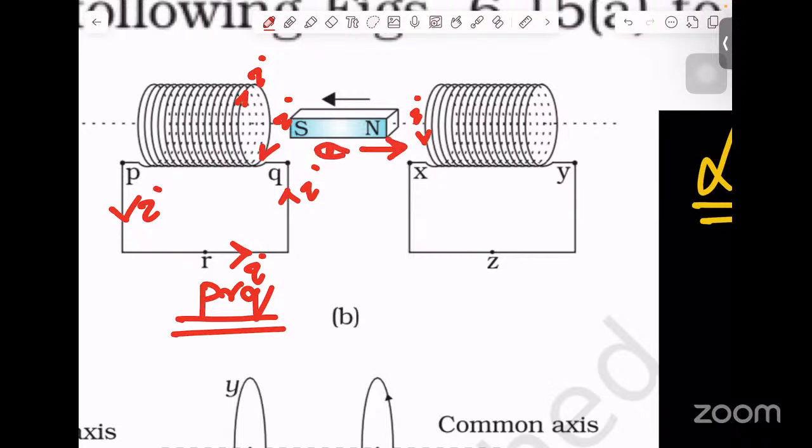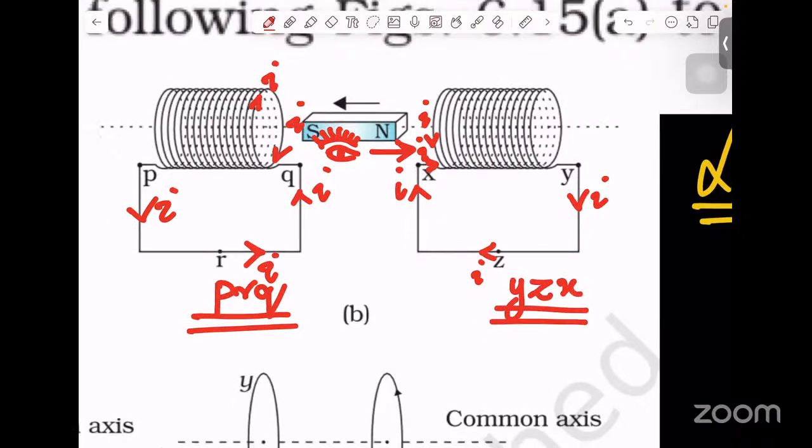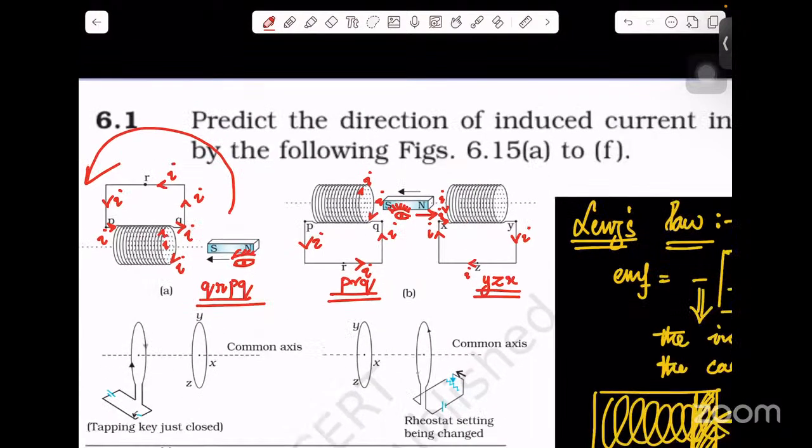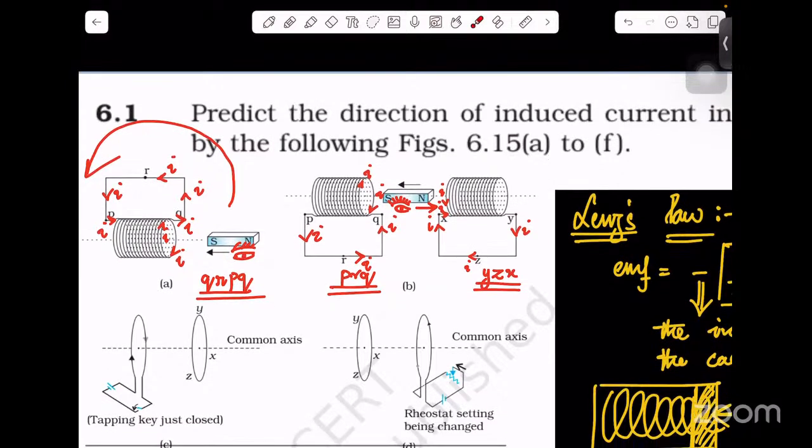Just need a bit of imagination over here. So if we view from this side, the current should be like this. So in the circuit, the current should be like this, right? The current should be like this, or it should be in the YZX sense. Okay, so I guess this case is clear to everyone. Then moving over to the next case.